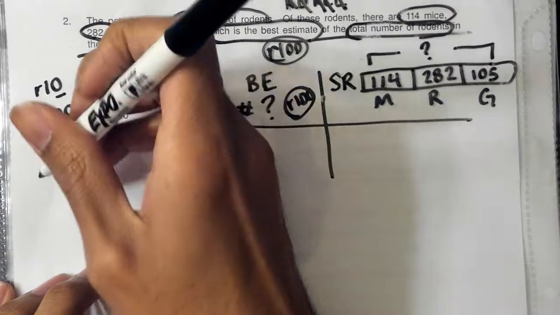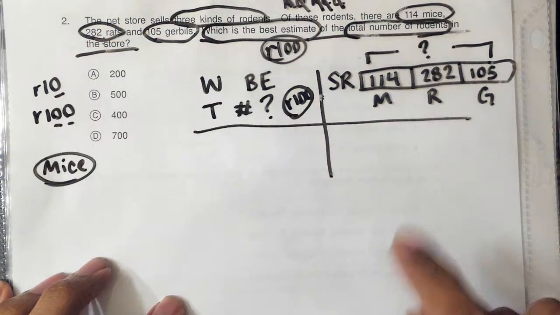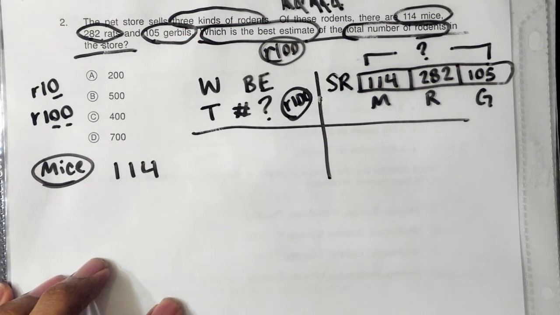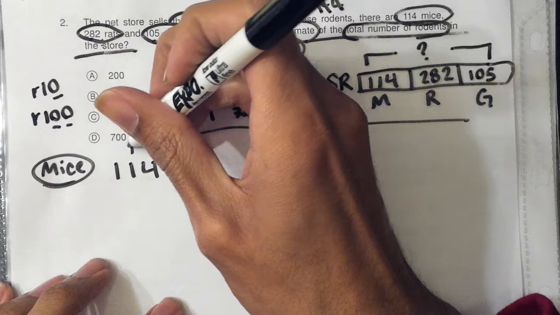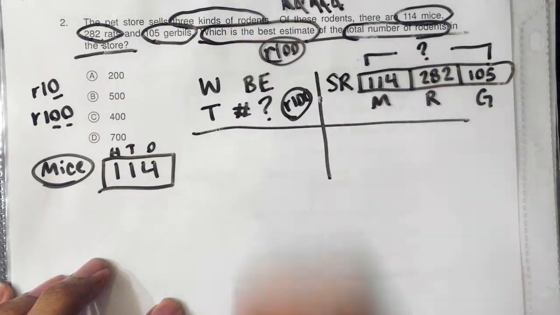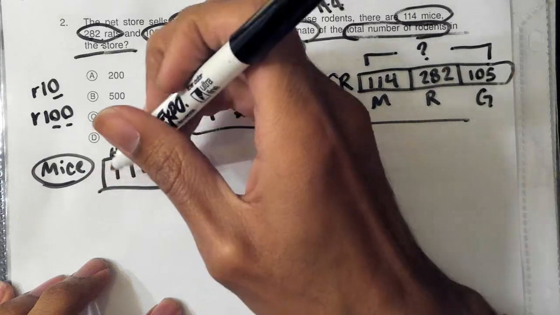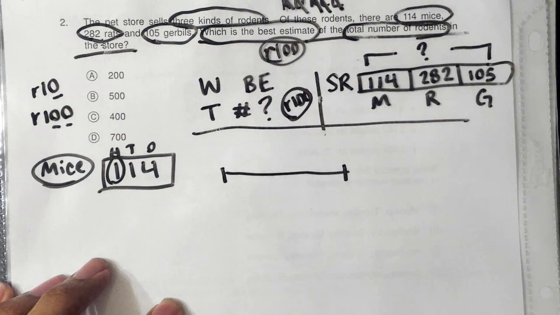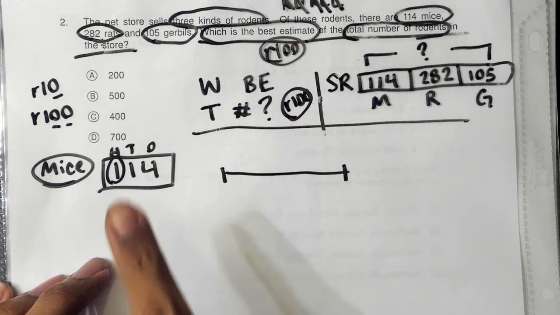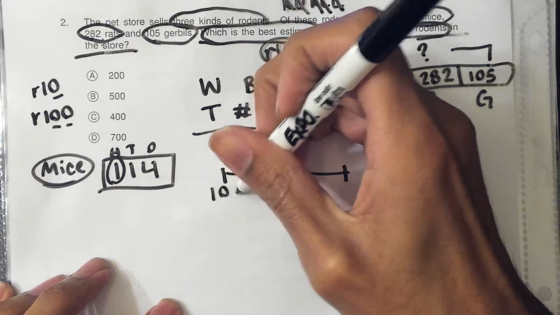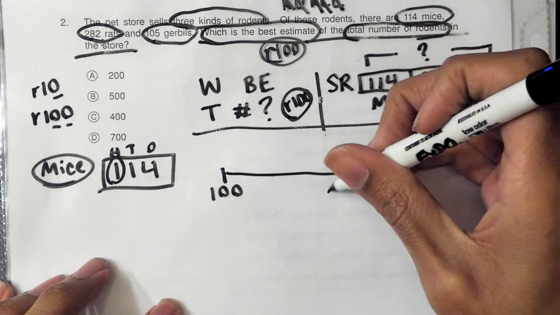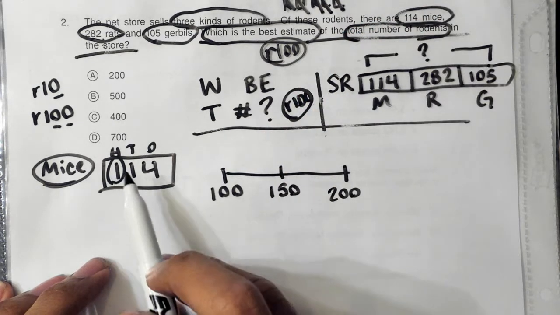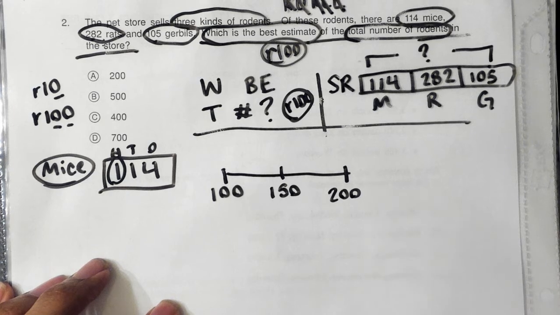So I'm going to start with the mice. There are 114 mice. And since I need to round to the nearest 100, I need to box in my 100. Ones, tens, hundreds. So I'm going to box it in. The number that's in the hundreds place is 1. So when I draw my number line, I am going to start with 100. What is the value of 100? Well, 100. And the next group of 100 is 200. My midpoint is going to be 150.